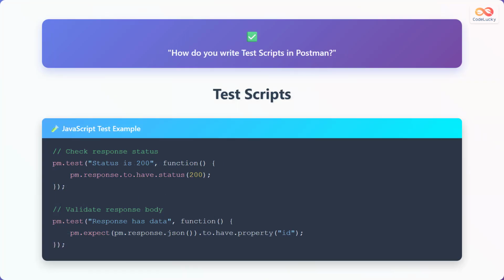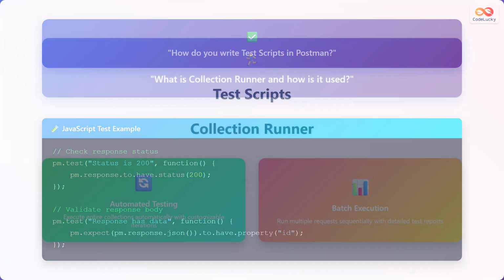Test scripts, also known as post-request scripts, are JavaScript code that runs after receiving a response from the server. These scripts allow you to validate response data, check status codes, and verify that your API behaves as expected. A typical test script might check if the response status is 200, validate that required fields are present in the response body, or compare returned values against expected results. Test scripts are essential for automated testing as they provide immediate feedback about whether your API request succeeded or failed. They form the foundation of continuous integration testing for APIs.